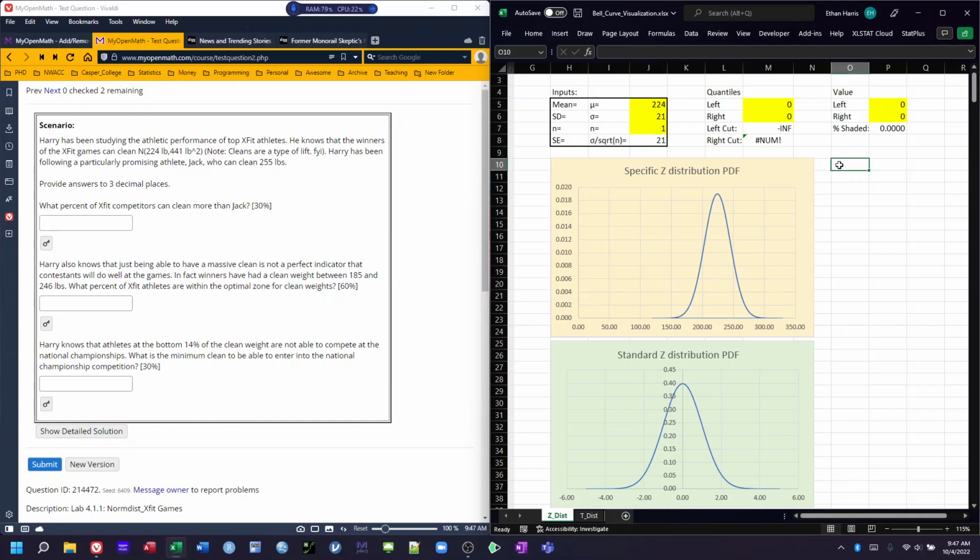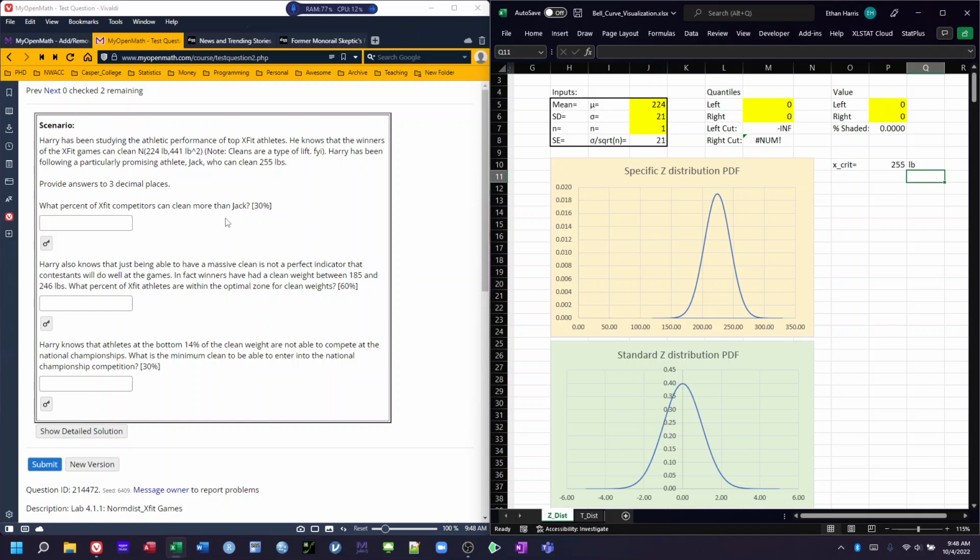And then over here, we're just going to put an X underscore crit for our critical point that we're interested in. And Jack, he particularly can do 255 pounds. I'm just going to put pounds over here just so we've got some units on it as well. Okay, so now we have: what percent of XFit competitors can clean more than Jack?